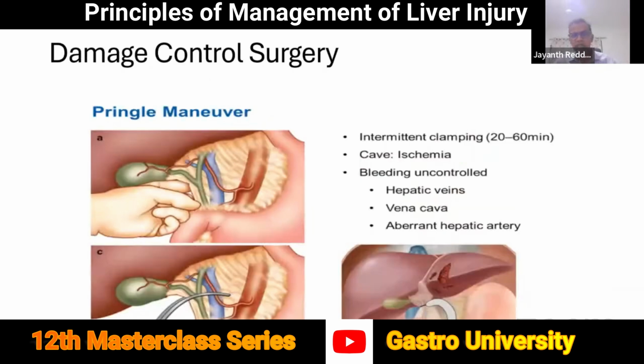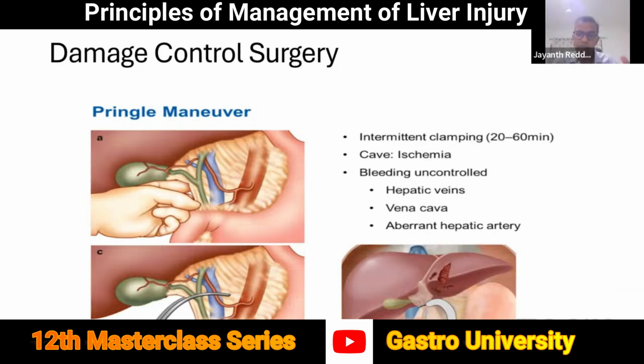Pringle is a very important tool to consider, especially in ongoing bleeding despite packing. Pringle can be done intermittently in 15 to 20 minute periods with a gap of about 5 minutes. You can go on for about 60 to 90 minutes, but it's not a good idea to exceed about an hour, especially in patients who are already hemodynamically unstable.